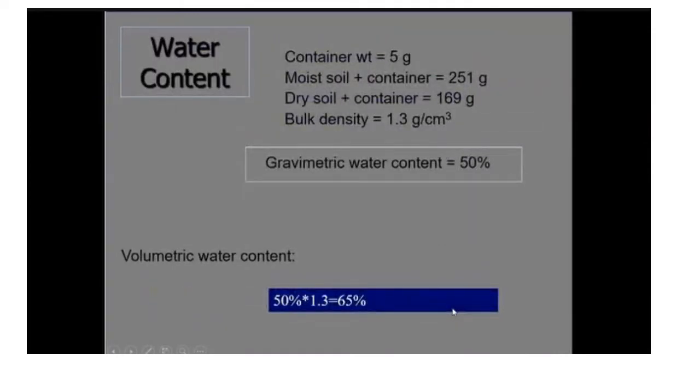Let's take another example of the volumetric moisture content and the relationship between gravimetric and volumetric moisture content. If you use the same example, you have already calculated the gravimetric moisture content and found it to be 50%, and you have the bulk density 1.3 grams per cubic centimeter. What are you going to do? Very simple. Gravimetric times the bulk density, and that gives you 65% volumetric moisture content.